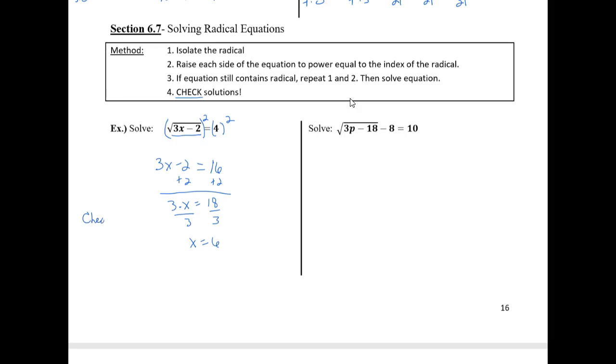So over here, I'm going to do some side work to check. I have the square root of 3 times 6 minus 2 equaling 4. I want to see if this makes a true statement or not. So that's the question: are these really equal? Well, 3 times 6 is 18. 18 minus 2 is 16. Does the square root of 16 equal 4? Yes, that is true. So this is our solution. Go ahead and try the example on the right-hand side.